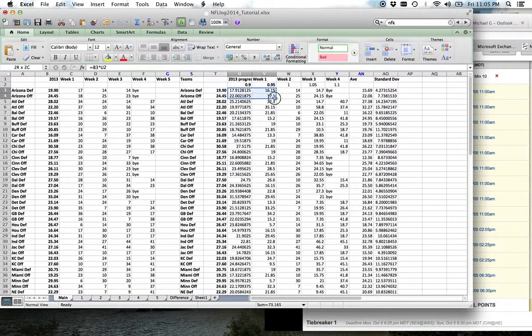I also weight these, so I'm basically favoring the games that were played nearest to the game they're going to play for the next week. So again, this is weighted here, and I find the average. I take the average of all of these numbers. Based on this information, in the next game, Arizona's defense should allow about 16 points, and their offense should score about 22.